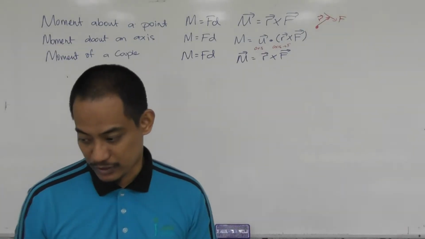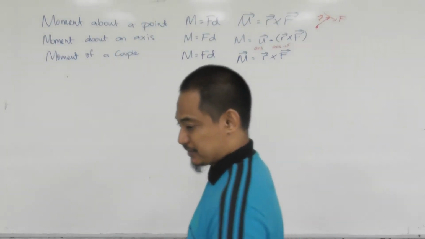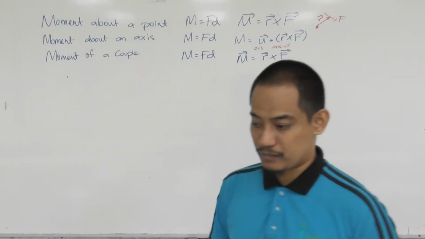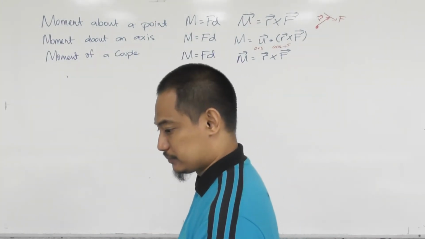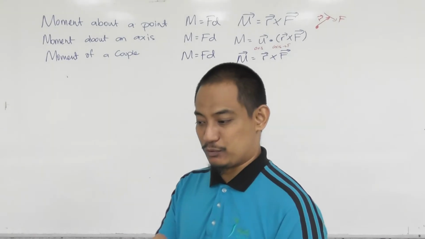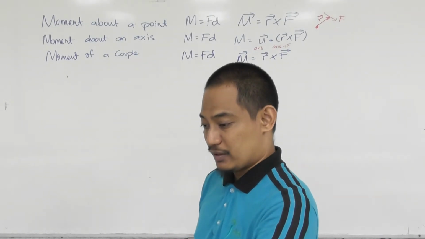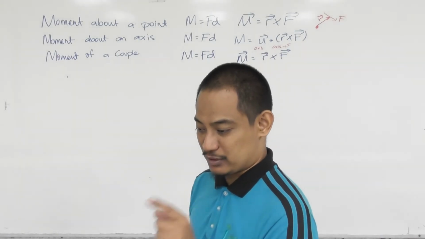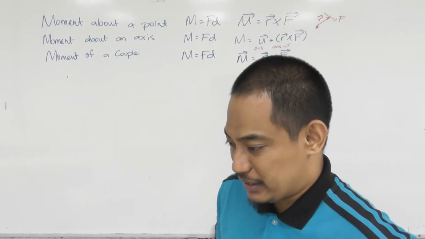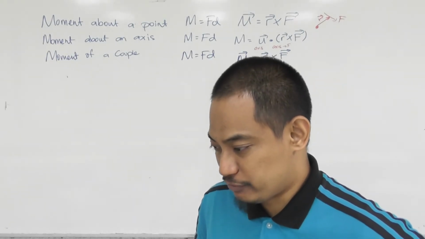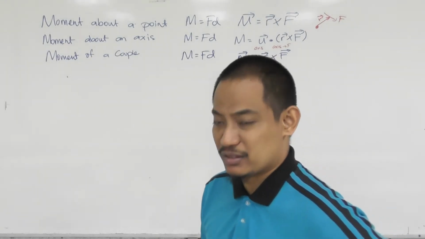Alright, so let's go into this problem. You can refer to the slide, and I'm just going to go straight to the solution. If you see the slide, you should notice that there are two couples. Let's read the question first. Two couples act on the beam with the geometry shown. Find the magnitude of F so that the resultant couple moment is 1.5 kilonewton meter clockwise.